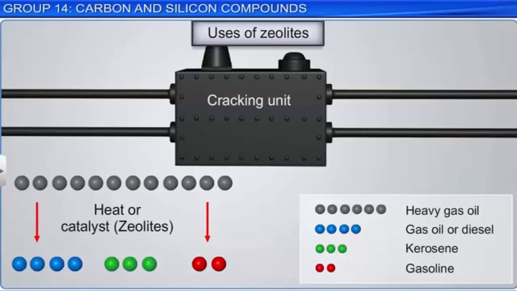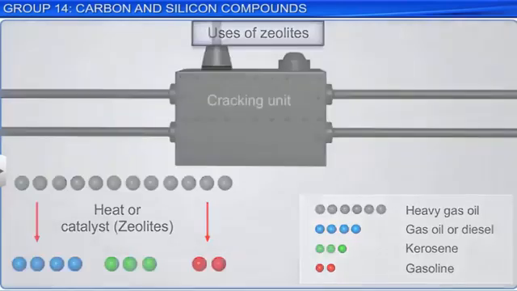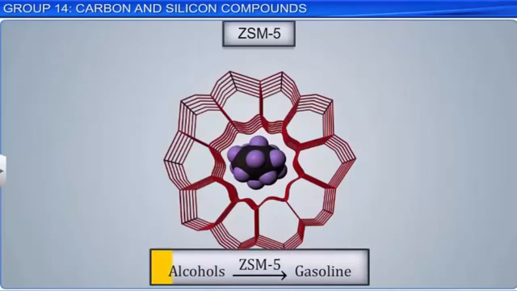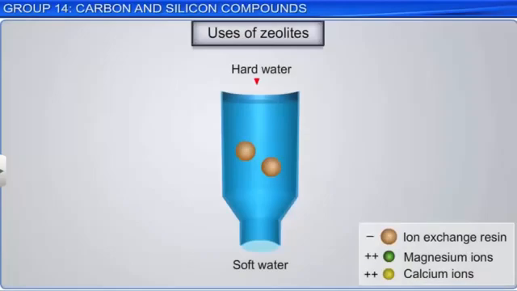For example, ZSM5, shown here, is used to convert alcohols directly into gasoline. Zeolites are also used as ion exchangers to soften hard water, that is, water with a high mineral content, especially calcium and magnesium ions.